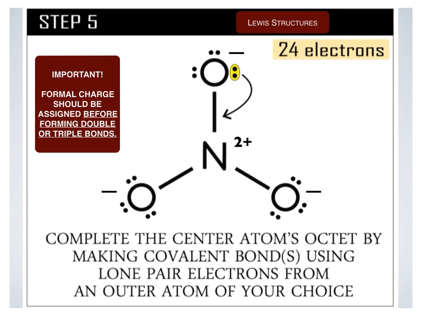Only after the step of assigning formal charges is complete should you do the next part, which is to form pi bonds, the second or third possible covalent bonds. Notice how this is justified by drawing a curved arrow.